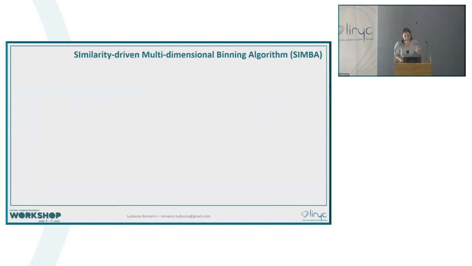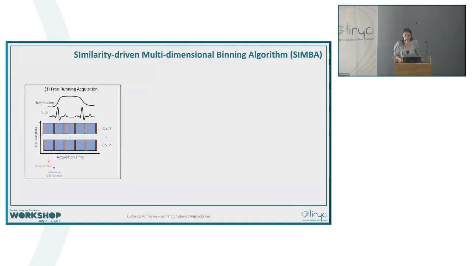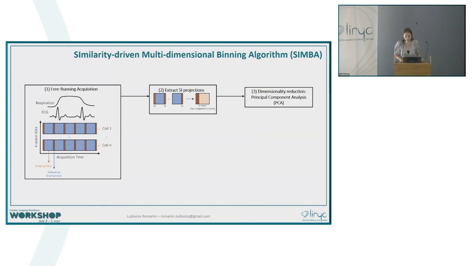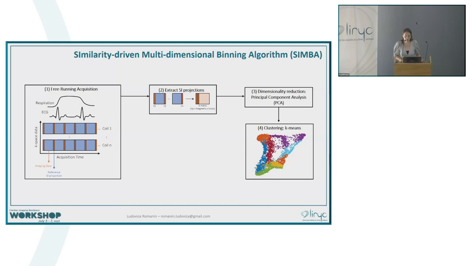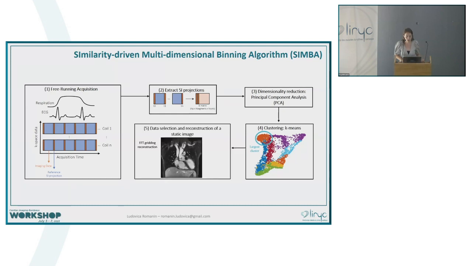So the way that SIMBA works, it takes the same self-gating readouts that you use to extract respiratory and cardiac curves, but it uses this to create a sort of motion matrix that then is reduced in dimension using PCA. And finally, you cluster this into different groups by using the k-means approach. And so by assuming that in the largest cluster, you have the information in one of the resting phases, you can then reconstruct an image that is static but gives you the whole information of the cardiac anatomy, and which is especially important in congenital heart disease.